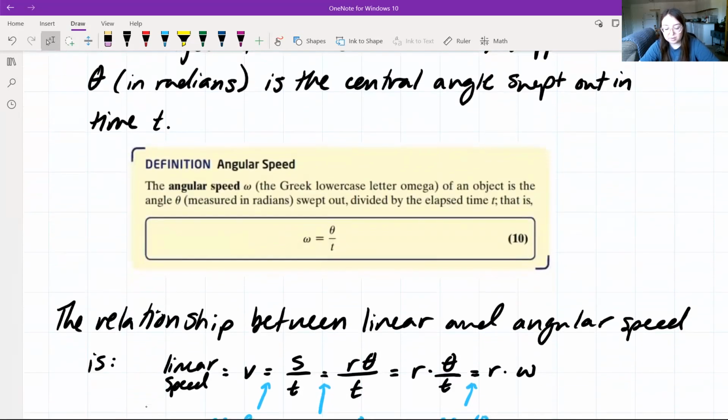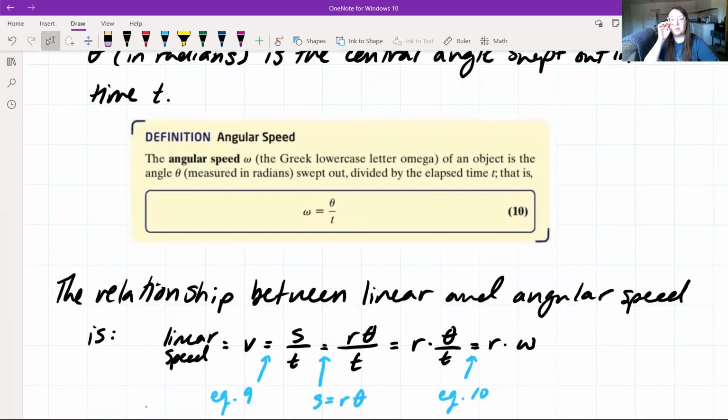So in our angular speed, we say the angular speed omega, which is the Greek lowercase letter omega, of an object is the angle theta, measured in radians, swept out divided by the elapsed time t. Or just that omega, which is our angular speed, is calculated as theta divided by time.